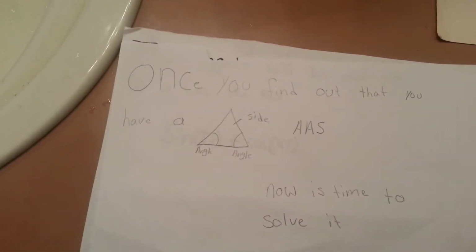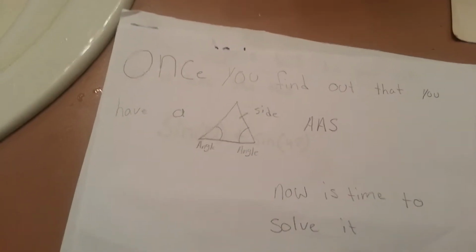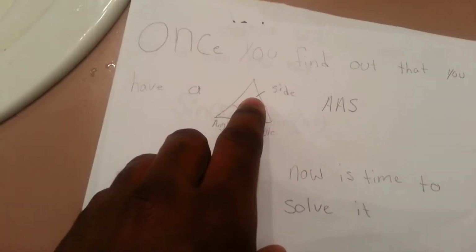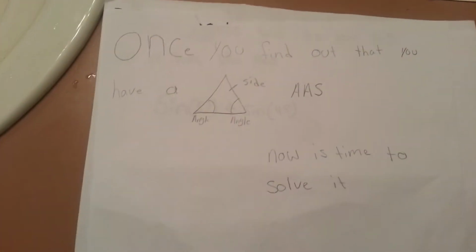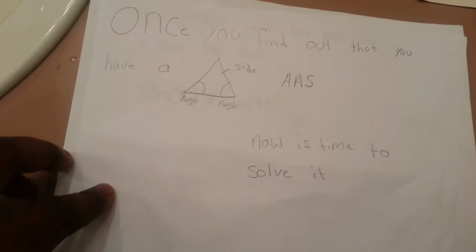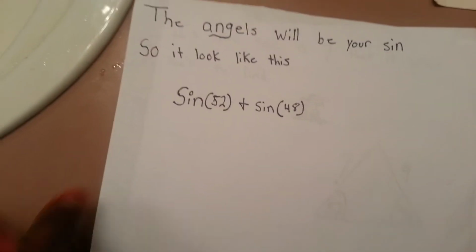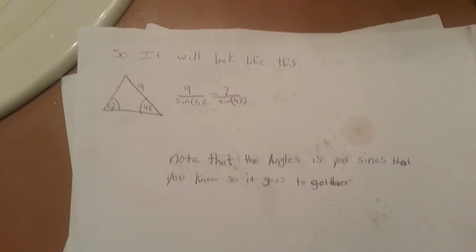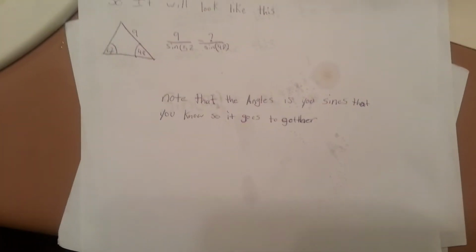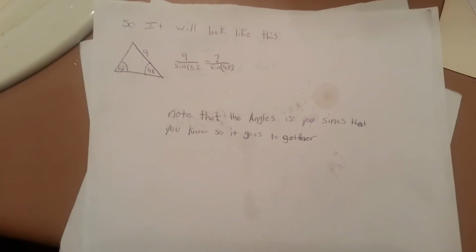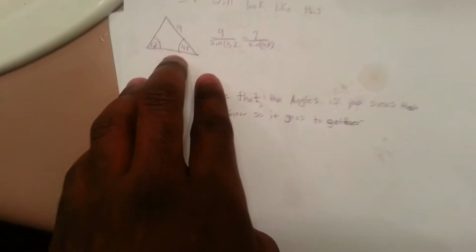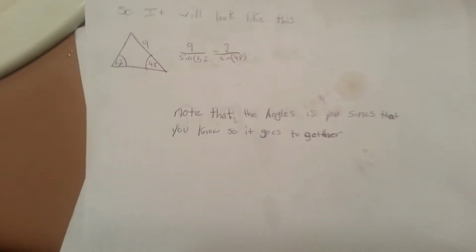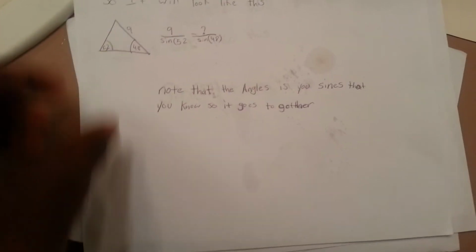Once you find out that you got an angle, then you have to see if you got any sides. So you can see right there, there's your side. Now it's time to see if you can solve that thing, you feel me? So let's say you have a problem like this right here. You'll be like, how do you actually know how to put this? Okay, well, it goes a little bit something like this.